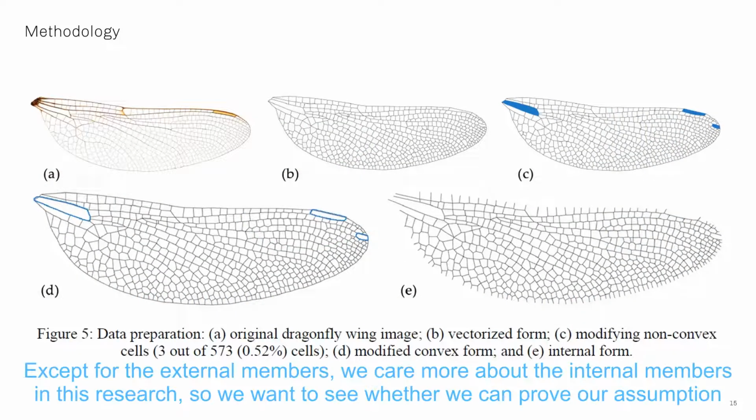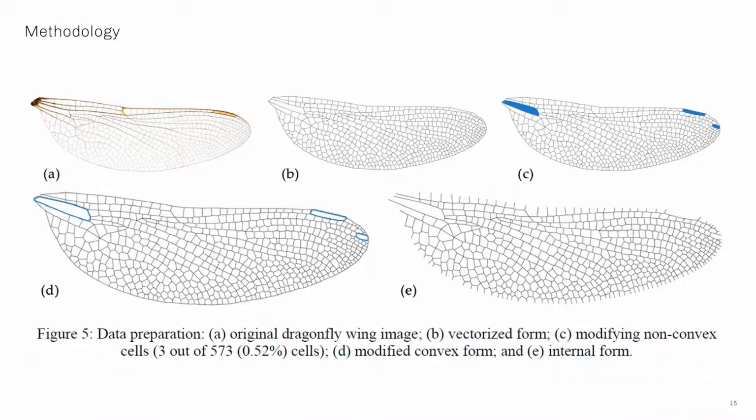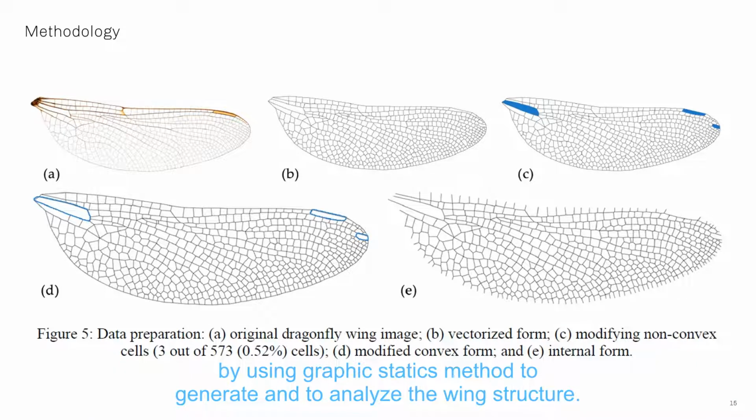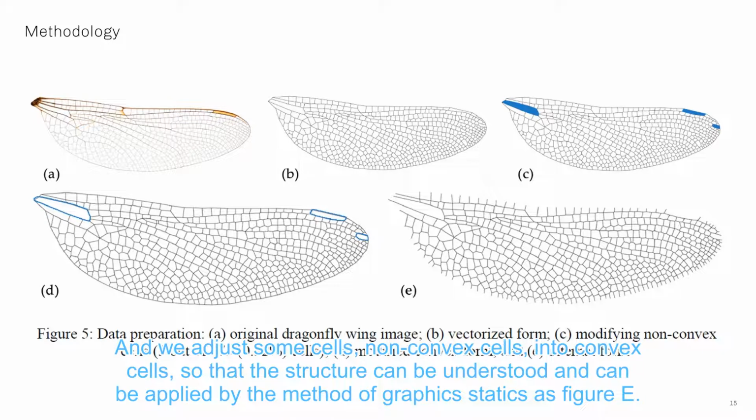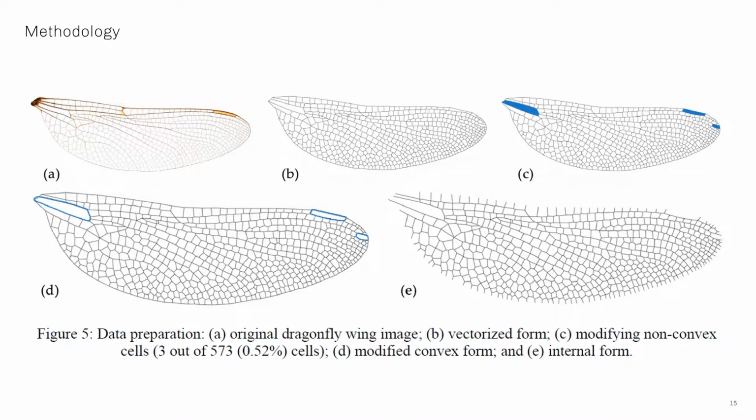Except for the external members, we care more about the internal members in this research. So we want to see whether we can prove our assumption by using the graphic statics method to analyze the wing structure. Firstly, we have the entire wing in figure A, but we remove the boundary of the wing and we adjust some non-convex cells into convex cells so that the structure can be understood and can be analyzed by the method of graphic statics, as in figure E.